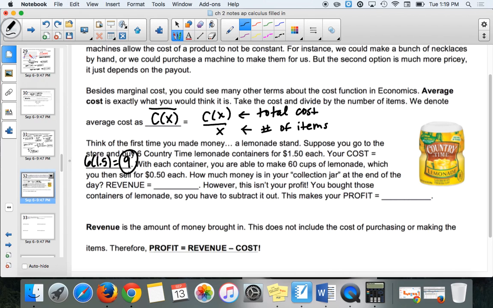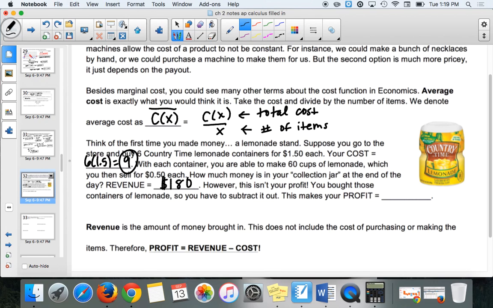Not 30. Be careful. You have 6 containers, 60 cups each. That's 360 cups of lemonade that you're selling for 50 cents each. You made a total of $180 if you sold all of it.